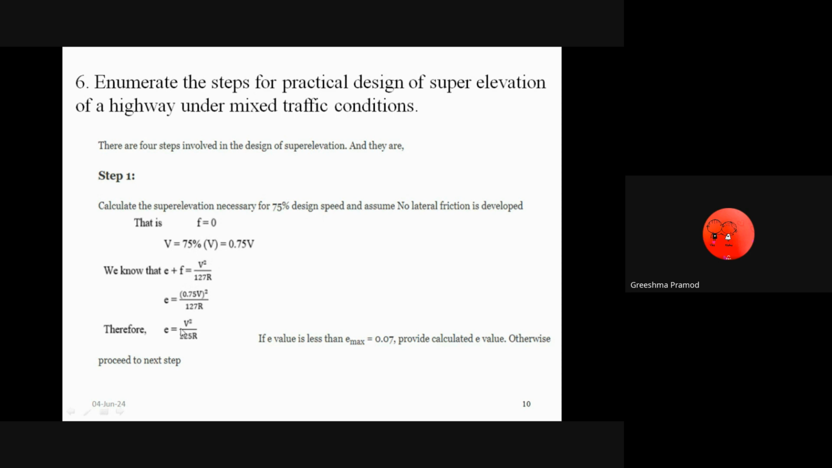So the formula is E equal to (0.75 V) square divided by 127 R, or you can write this equation as E is equal to V square by 225 R. You will get a value for this E. That value should be less than the maximum E value of 0.07. If the value is less than 0.07, you can stop over here. Otherwise, if the value is greater than 0.07, you need to proceed to the next step.